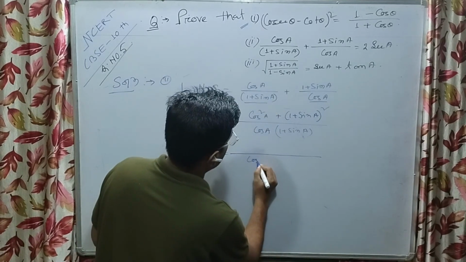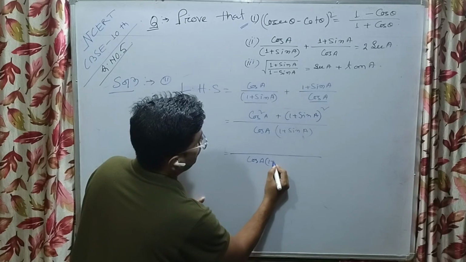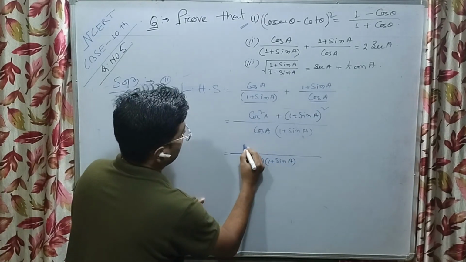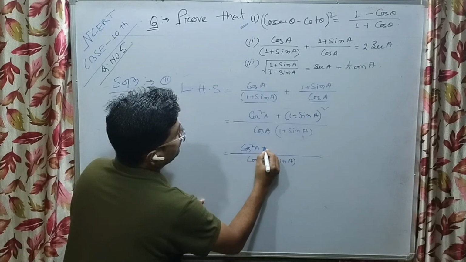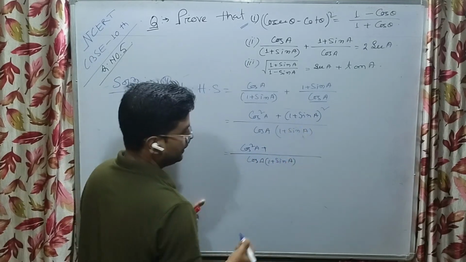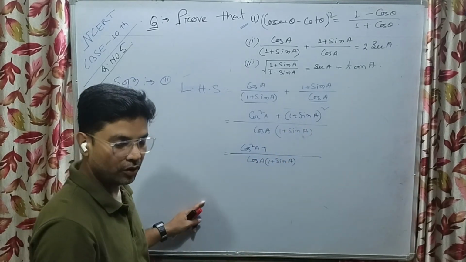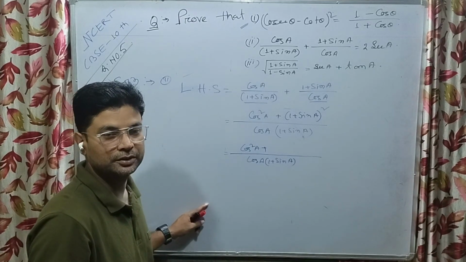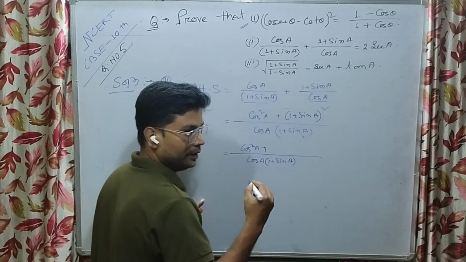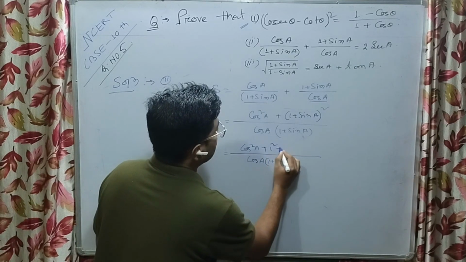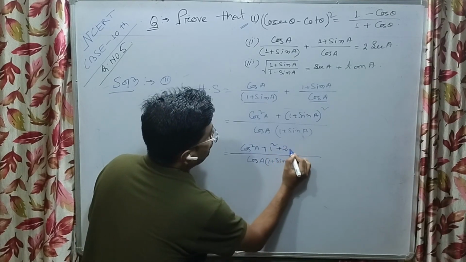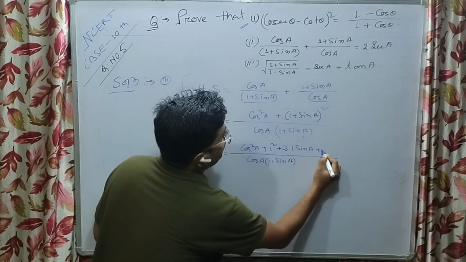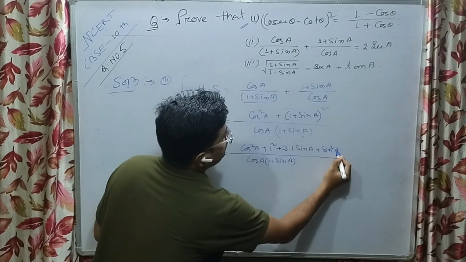Cos A into 1 plus sin A. It is cos square A plus (1 plus sin A) whole square, which can be deducted from the identity (a plus b) whole square, a square plus twice ab plus b square. I will use that: a square plus 2 into 1 into sin A plus sin square A.